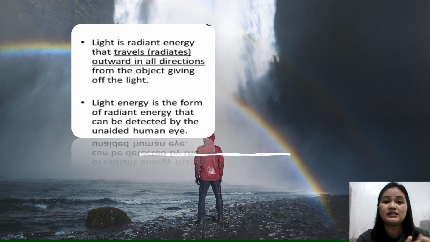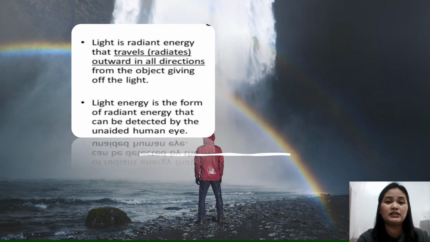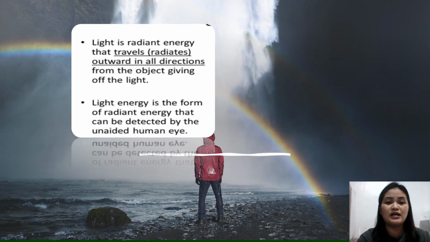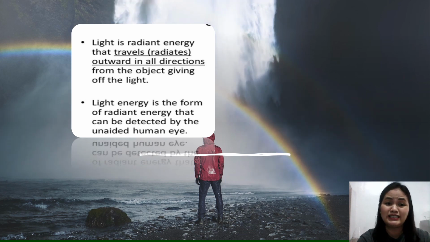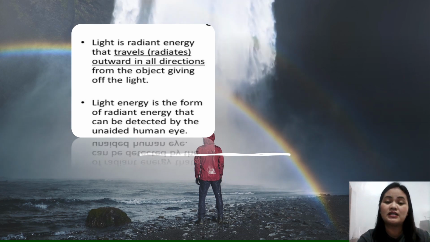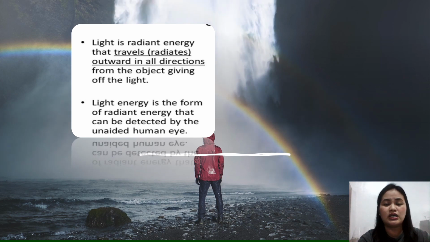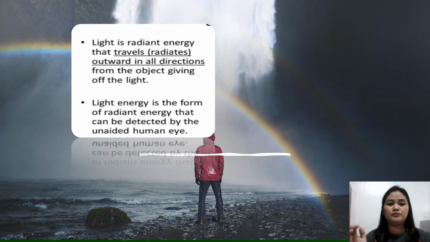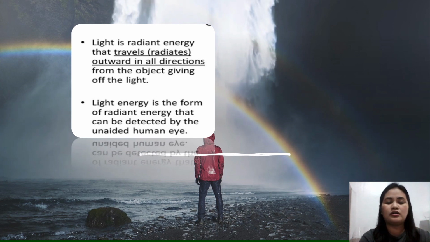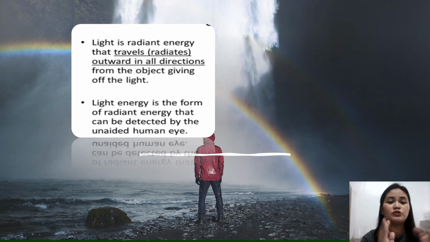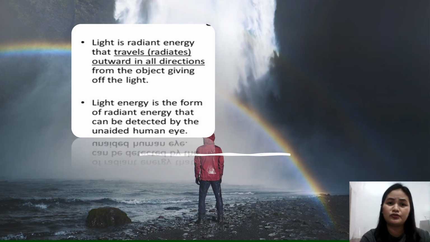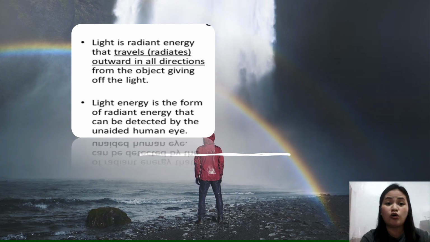Alright, so light, as you all know, is a radiant energy. What is meant by radiant? In Filipino, that is maliwanag, nagniningning. It travels. As it travels, it radiates outward in all directions. In all, meaning it could be in a circular or not circular, basta in all directions. Not in north only, not in south only, but in all directions. Let me show you the picture.